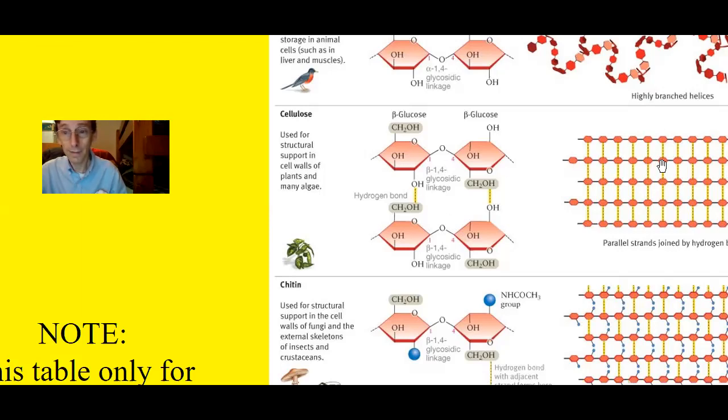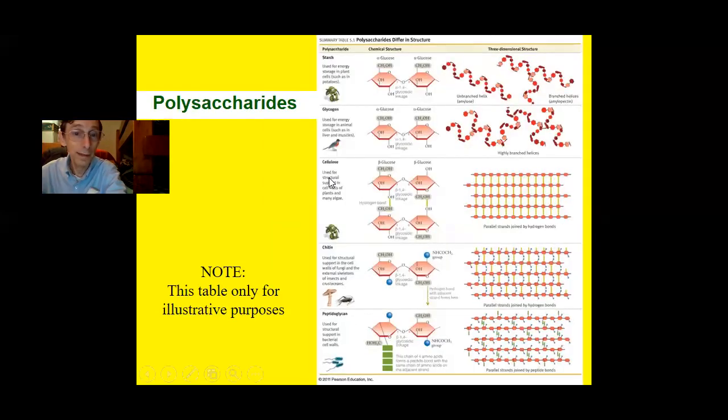So not only is it a linear chain of covalent bonds, but it's linked to two other chains on the side with hydrogen bonds. And that's cellulose, which is really difficult to digest, and that's why we can't digest it. Any questions about any of that?